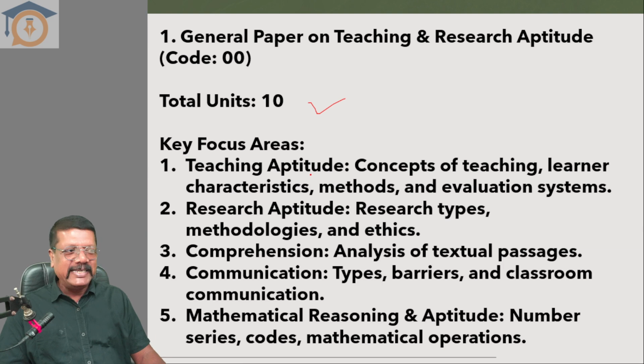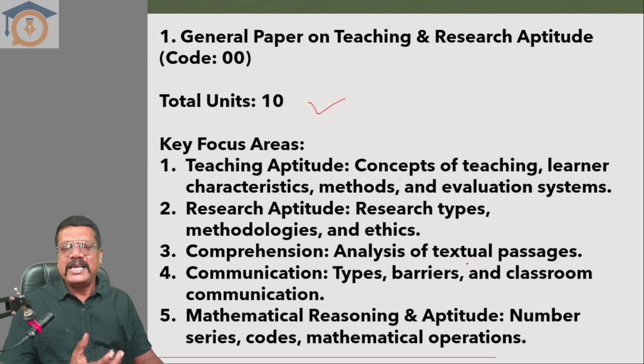Unit 1 is teaching aptitude, and it primarily consists of the concepts of teaching, the characteristics of learners, the methods of teaching, and the evaluation systems. The second unit is research aptitude, where you will look at different types of research, methodologies, and the ethics of research. Then unit 3 is comprehension, where you would analyze a text passage, just like the reading comprehension that you would have done in school.